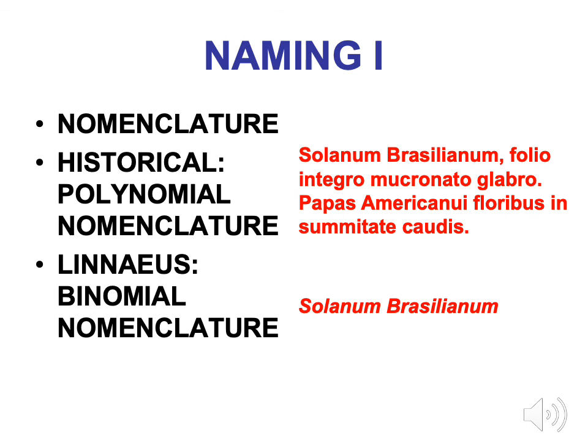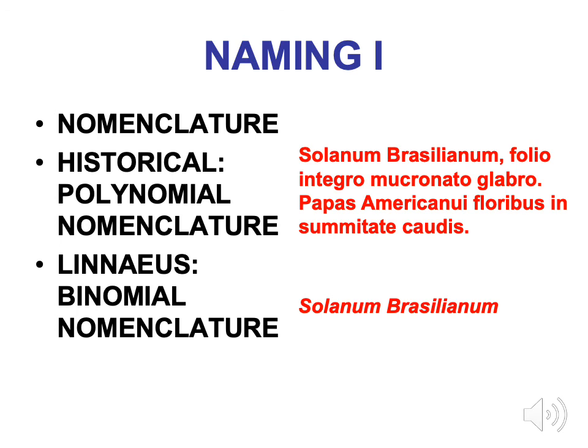So originally, scientific names were essentially descriptions. You'll see the bullet point there says historical polynomial nomenclature. What that's saying is that historically scientific names started off as polynomials. A polynomial is a name with a lot of different parts. So for example, if I was to take a look at a publication from, for example, the 1500s, and some scientist was describing a species of the potato or nightshade family.